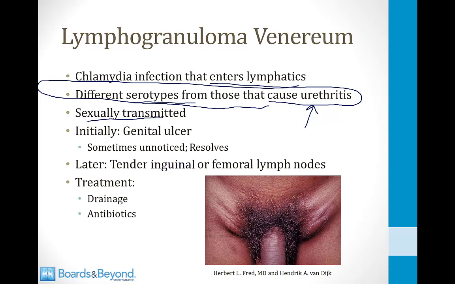This is sexually transmitted just like other chlamydia infections. Initially, patients develop a genital ulcer, but this is sometimes unnoticed and then it resolves. Later, the bacteria enters the lymph nodes, and what usually brings patients to medical attention is the presence of tender inguinal or femoral lymph nodes. If you look at this picture here, this man has swollen and red lymph nodes in the groin here, and this is going to be very painful, and this is going to bring him to see his doctor to get medical attention. These lymph nodes are sometimes called buboes, and the treatment is to drain the buboes or the lymph nodes and to administer antibiotics.